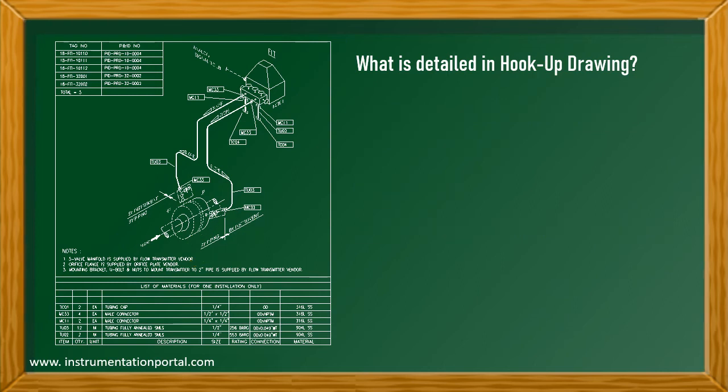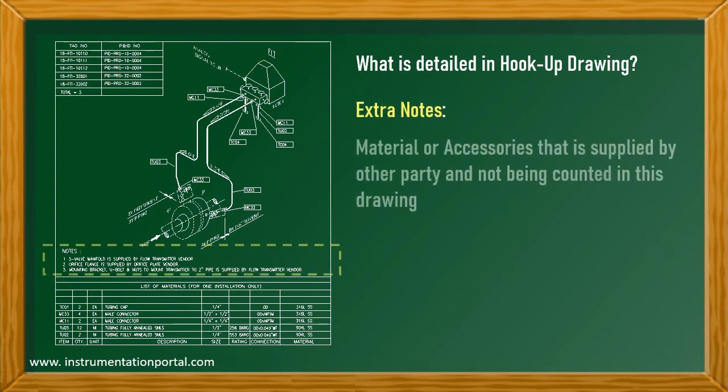Last but not least, extra notes. For example, stating material or accessories that are supplied by other party and not being counted in this drawing. In this example drawing, it is stated that 5-way valve manifold, orifice flange, mounting bracket, and U-bolt will be supplied by other party and are not counted in this bulk material.